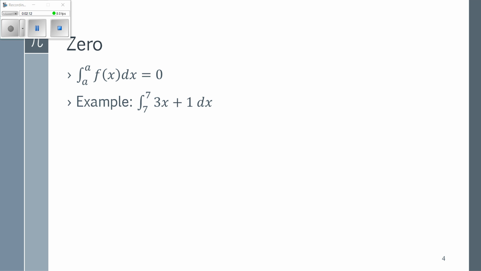So they like to ask this on the AP exam with really complicated integrals. But if you pay attention that the lower and upper bounds are the same, it doesn't matter how complicated the integral is. It will automatically be 0. So here, the integral from 7 to 7 of 3x plus 1 with respect to x, because the upper and lower bound are both 7, automatically that's 0. There's no work to show. That's it.